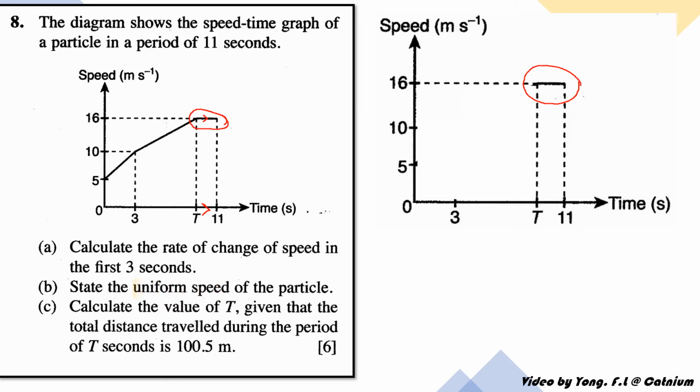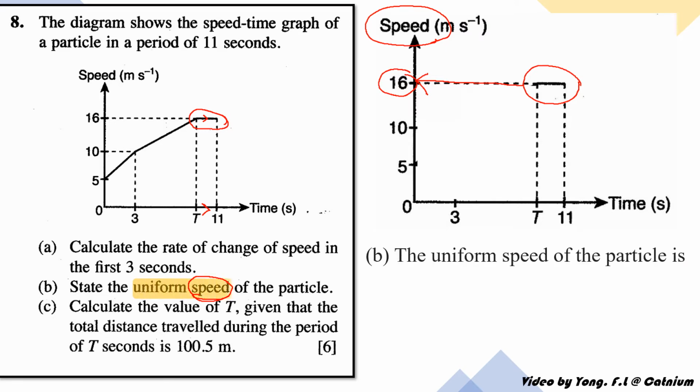Okay, here we are looking for the speed. So speed, and from the graph this is speed. Okay, uniform is here. So this is the one we're looking for. Okay, so the answer is the uniform speed of the particle is 16. Okay, kenapa bukan ambil yang masa? Sebab dia tanya pasal speed. So speed, look for the speed.